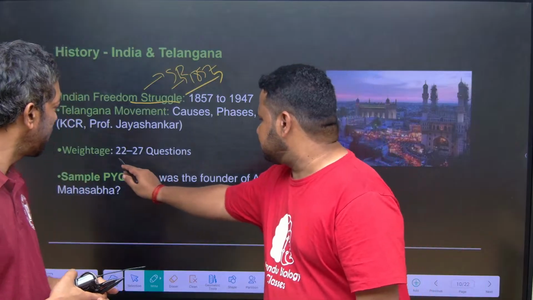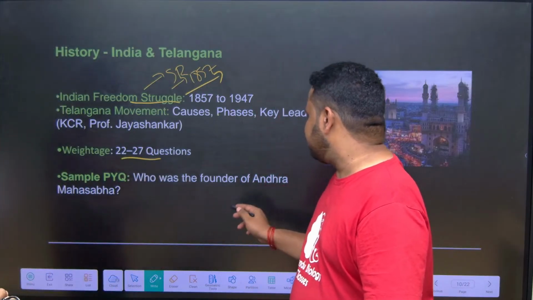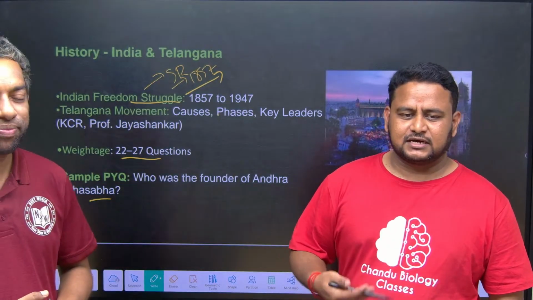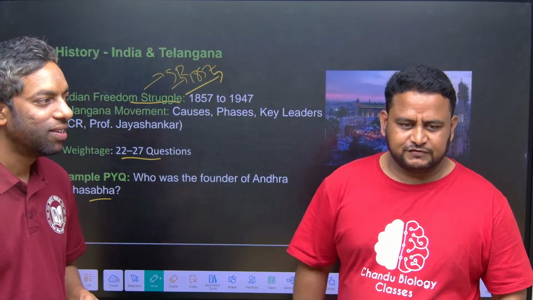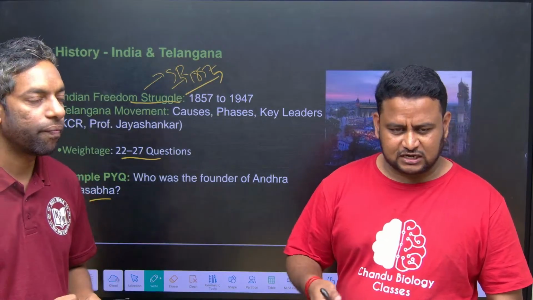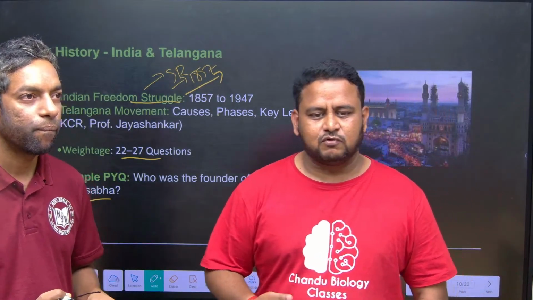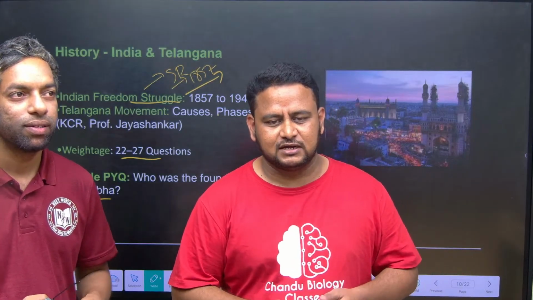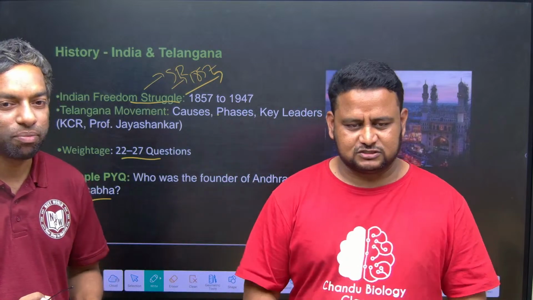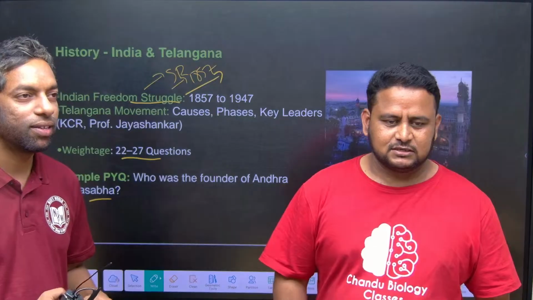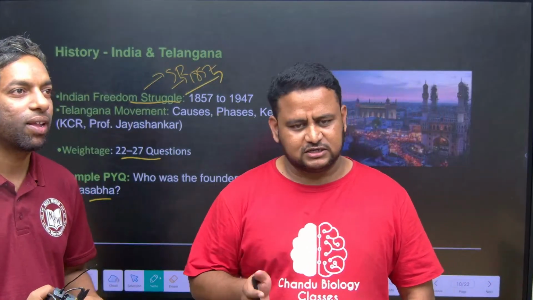The weightage is 22-27 questions. For example, who was the founder of Andhra Mahasabha? Like this, they can ask. Hindu Mahasabha, who is it? They can ask about Vivian Derozio, the Young Bengal movement, all these things. Raja Ram Mohan Roy, what were his contributions? What is Vedanta philosophy? What are the contributions of Swami Vivekananda? What is Advaita? All the social and religious movements. What were the contributions of Ishwar Chandra Vidyasagar? Like this, Jyotiba Phule, all these things.